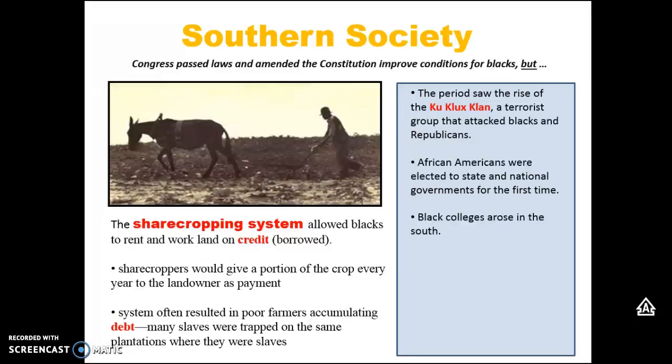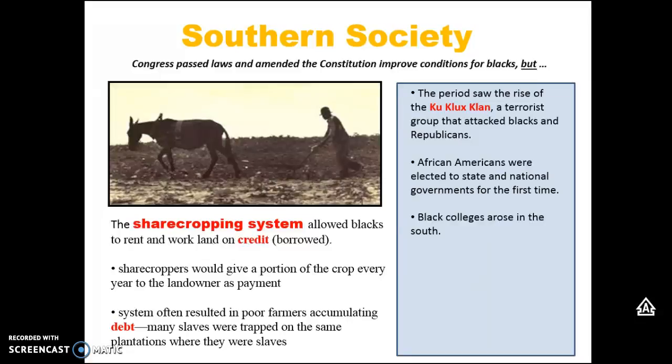The period also saw the rise of the Ku Klux Klan, a terrorist group that attacked blacks and Republicans. African Americans were elected to state and national governments for the first time, and black colleges arose in the South. If you look at North Carolina, it has several historically black colleges and universities that come from this.